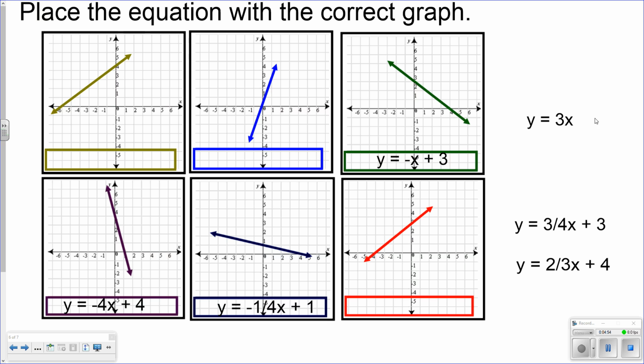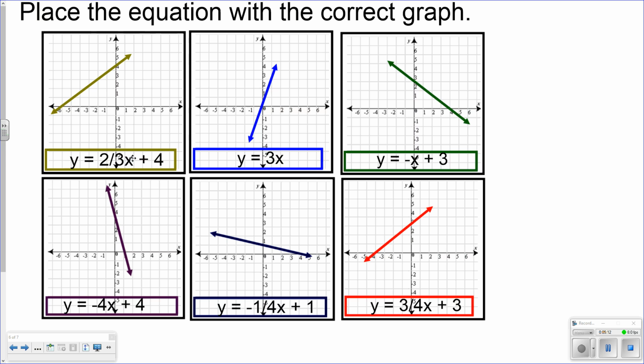Y equals 3x, that means that it's going through (0, 0) because there's no y-intercept, so it's got to be there. This one is 3, y-intercept is 3, and it is a positive slope, so that's going to be this one. And this one, the y-intercept is 4 with a positive slope.